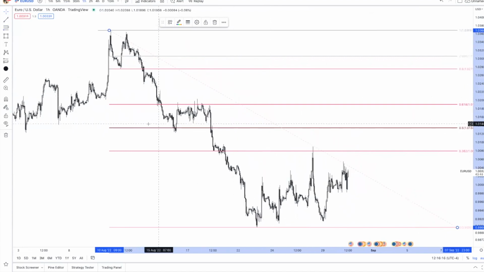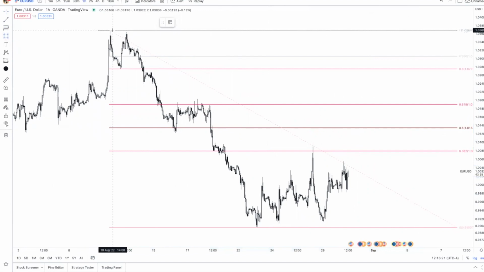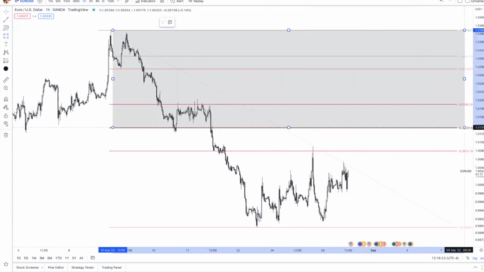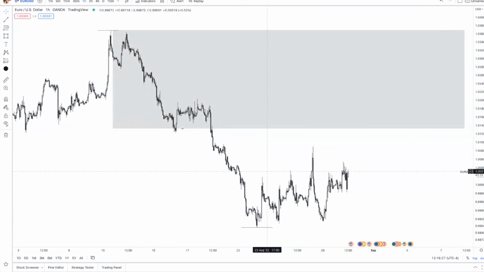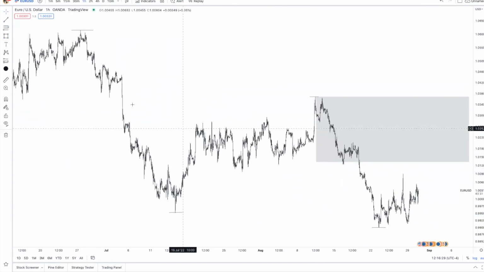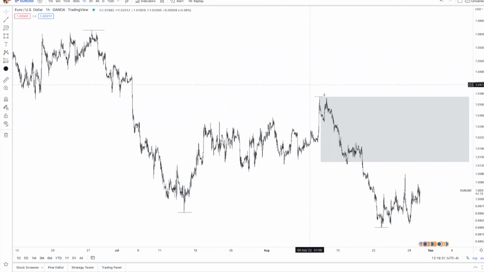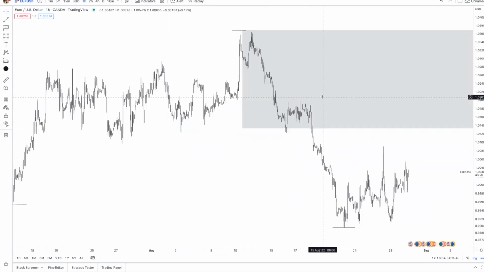So once we find our structure and it makes sense, we're looking for a point of interest in the top half. This is 50%, right? In the top half of this range, because price generally moving, especially with this one, goes down, 50% retrace, boom, right? So that's what we're doing.